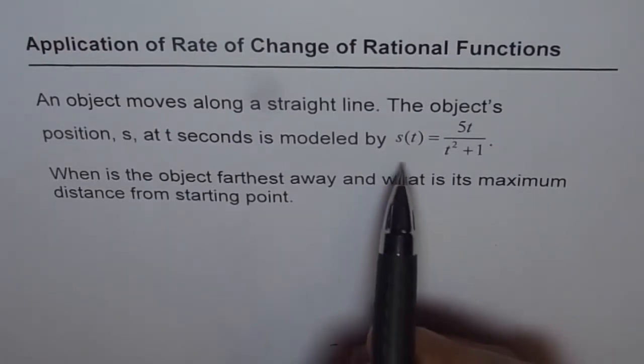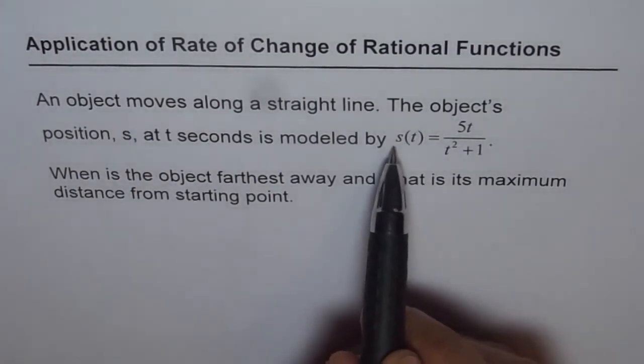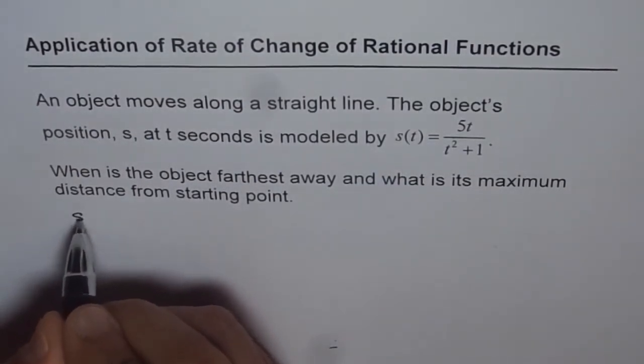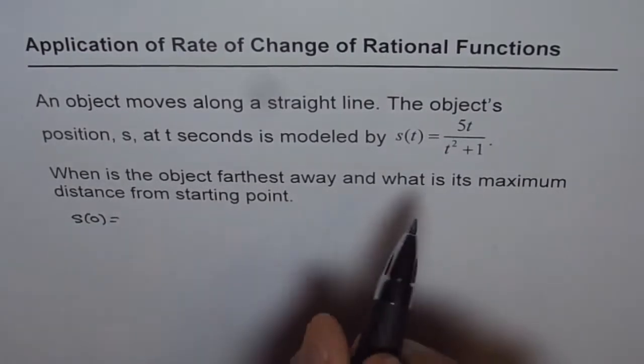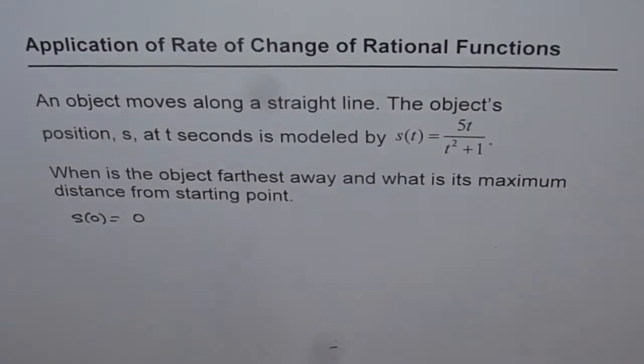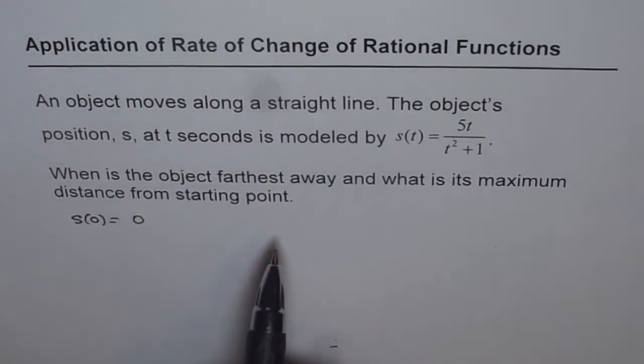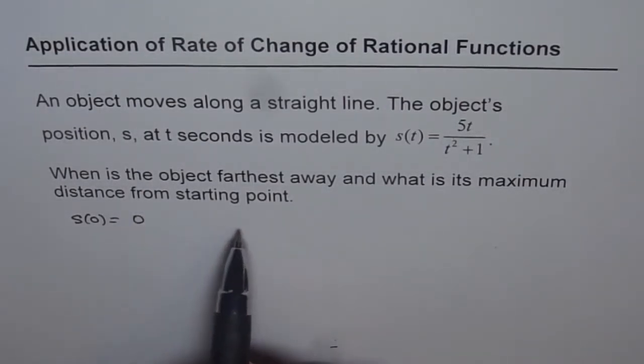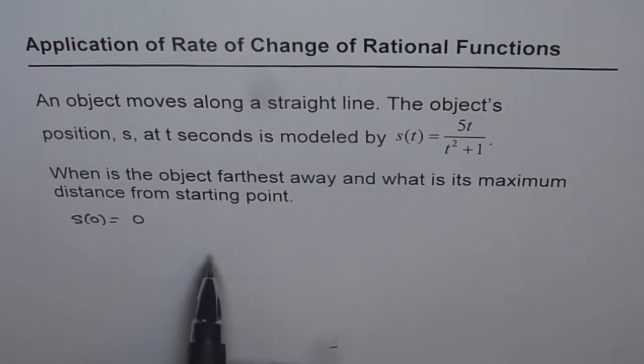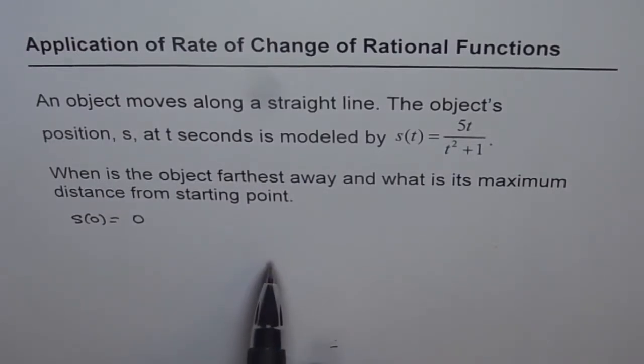Well, at the starting point the distance is s of 0, right? So s of 0 is the distance at the starting point, which is actually 0. Now to find the farthest distance means first the object is moving away from the starting point, and then we need to find where it turns. Wherever the object turns, that is the point where it went farthest, right?